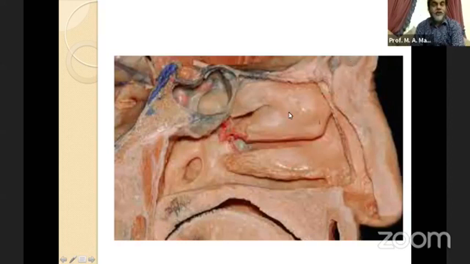So the lateral wall of the nasal cavity has got three turbinates and three meatuses. Sometimes patients may have another turbinate called supreme turbinate or fourth turbinate. But I never saw any fourth turbinate in my whole life of endoscopic sinus surgery. I never. So this is the anatomy of the lateral wall of the nasal cavity.